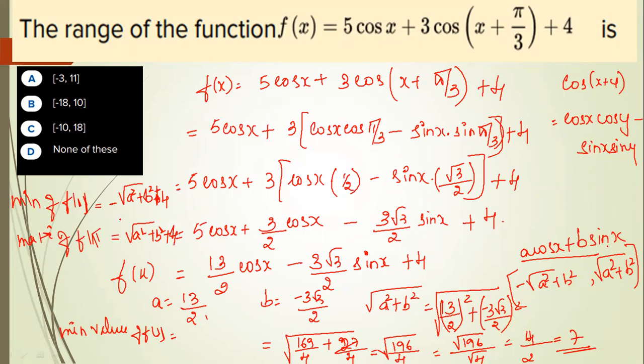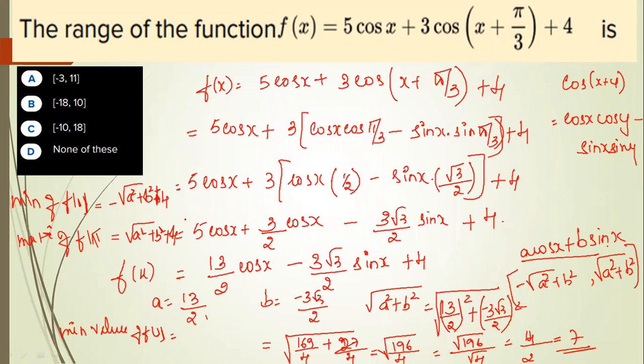So what is the minimum value? -7 plus 4 is the minimum value. What is the minimum then? -7 plus 4. How much is it? -3. Yeah, what is the maximum? 7 plus 4. 7 plus 4 is 11.